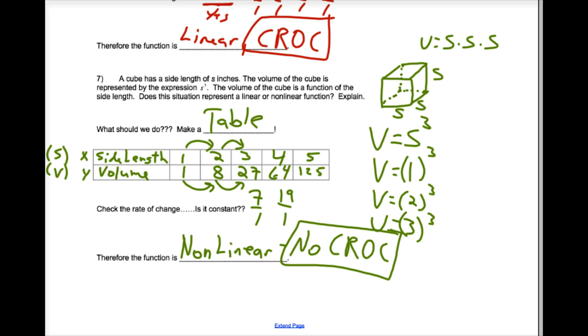Okay? So, I think that's what you guys are doing basically for your homework tonight. Nonlinear, no constant rate of change.